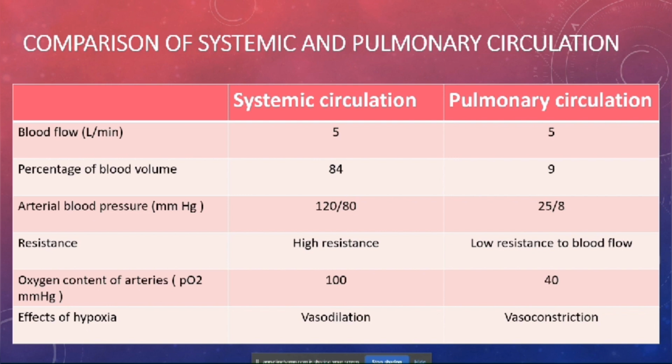The resistance is high in systemic circulation, and low resistance is offered to the blood in pulmonary circulation. Oxygen content of arteries, that is the partial pressure of oxygen in mm of Hg, is 100 in systemic and 40 in pulmonary circulation. There is a vasodilatory effect in systemic circulation in case of hypoxia and vasoconstriction in pulmonary circulation.